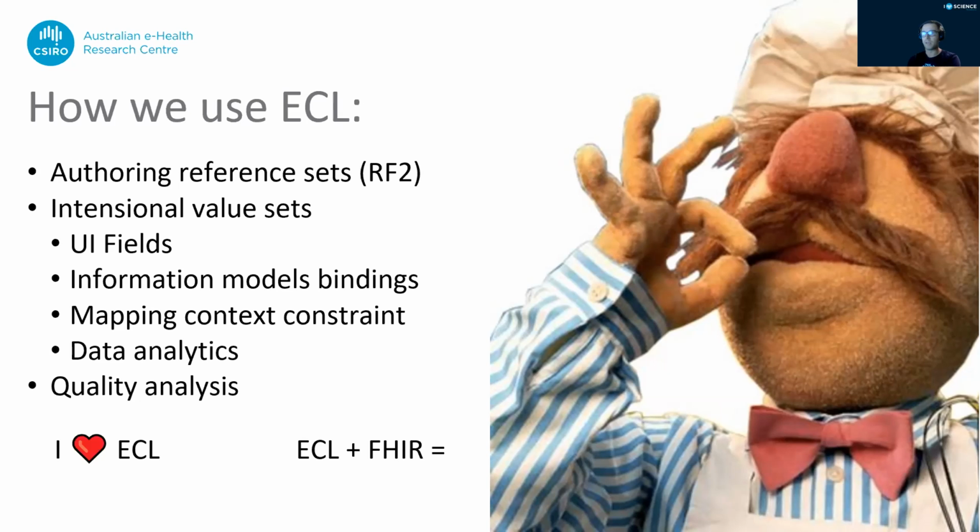And maintenance is easier. The things we use that for are user interface fields, bindings for the information models, mapping context constraints, and data analytics as well, which Sophie touched on how they're using it, and quality analysis. It's a useful way too to share queries. If you find some quality issues, I know in discussions I've had with SNOMED International, it's easier to hand over a query for someone else to interrogate on their system rather than explain in a bunch of language what you're trying to do and what the issue might be.